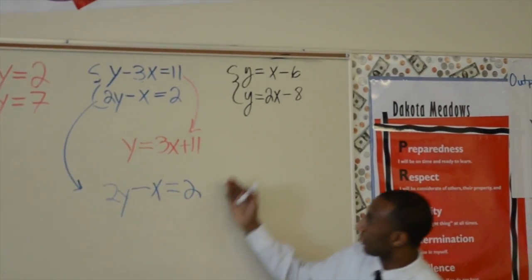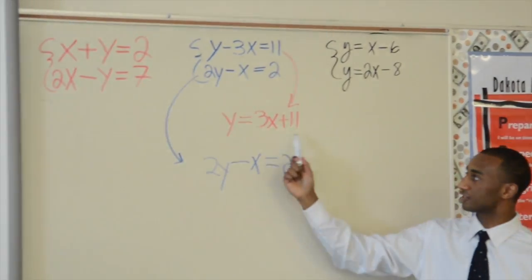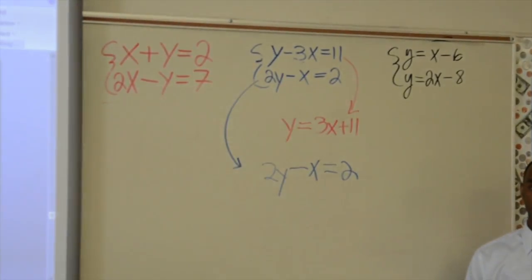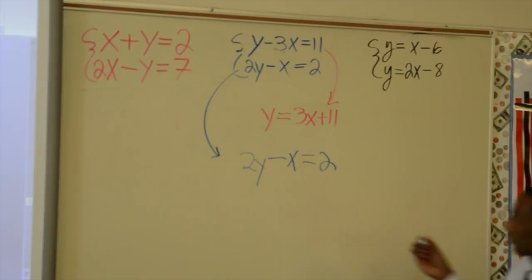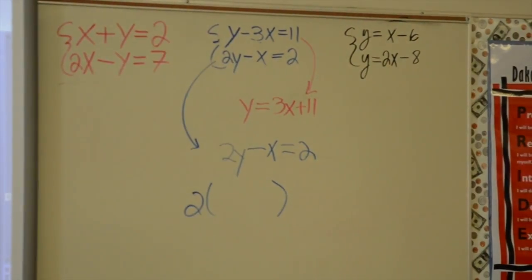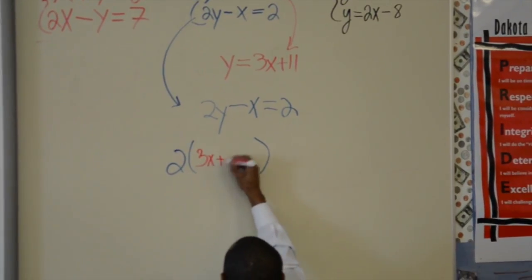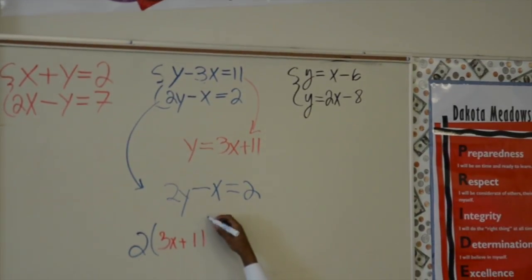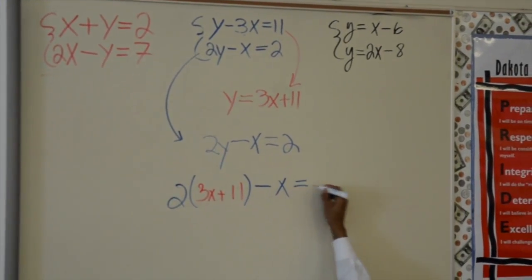After she solved for y in the first equation, all she had to do was substitute. So where should I substitute that? I did the distributive property, like I put 2 in parentheses, 3x plus 11. So she put 2, then a parentheses, then 3x plus 11. Yeah, go ahead, keep telling me what you did. Minus x plus 2 equals 2.